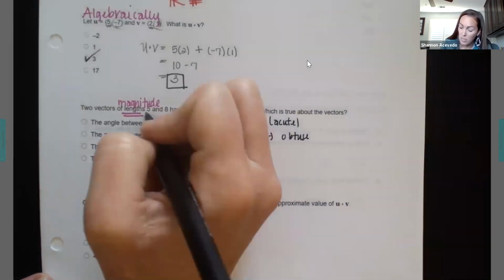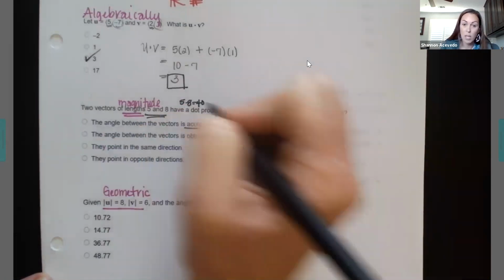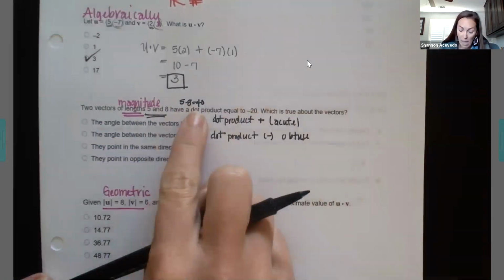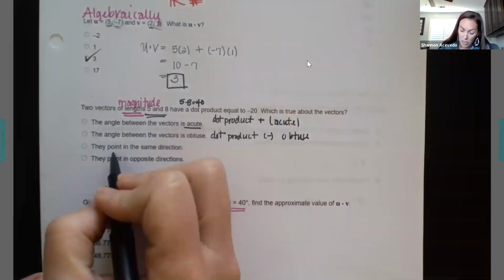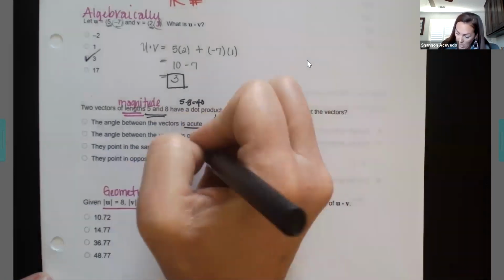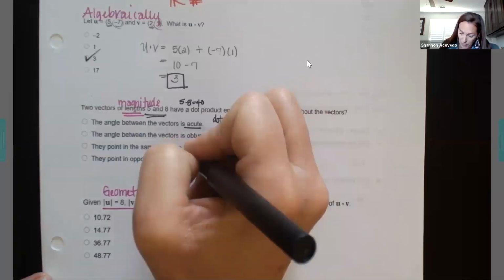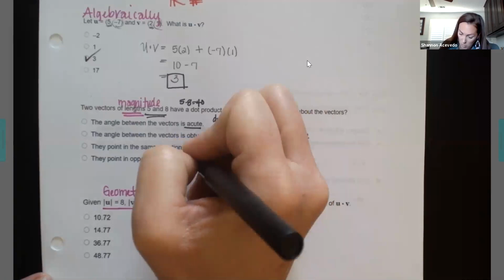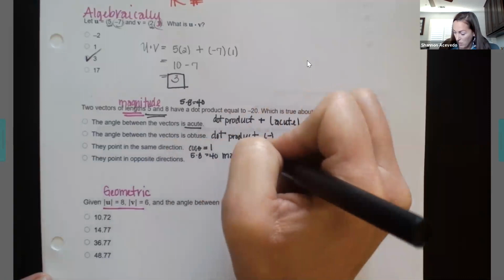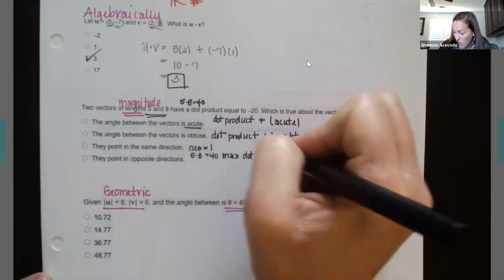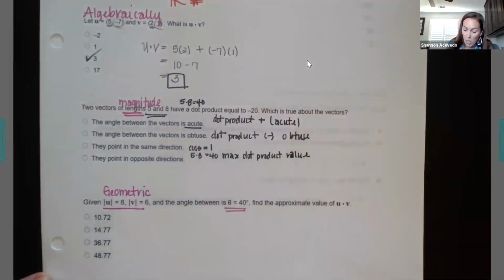Okay, so here's where these two values come in. 5 times 8 is 40, right? So this is going to be the max value for my dot product. They're the same direction if cosine of theta is equal to 1, and my 5 times 8 equal to 40 is my max dot product value. So I would have to have the dot product be that max value.